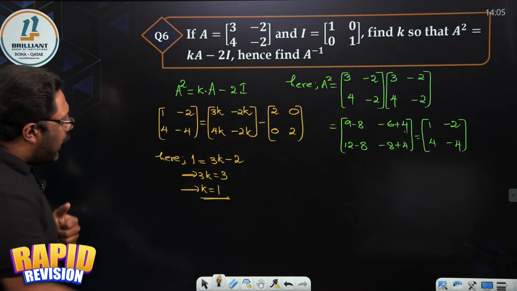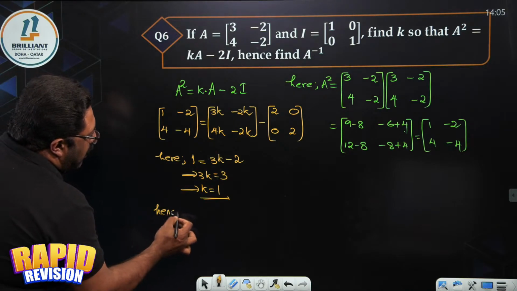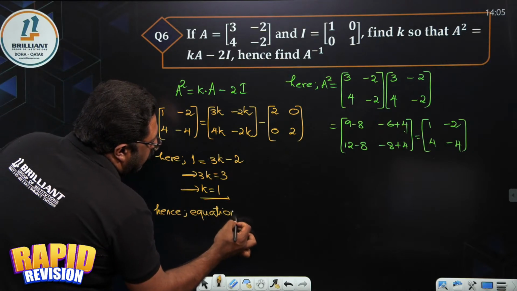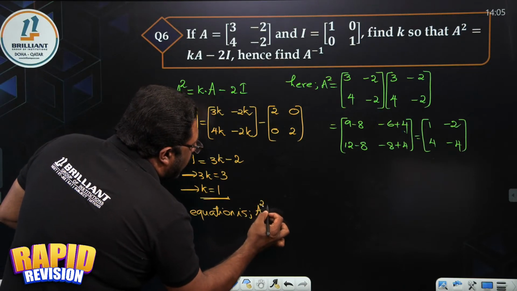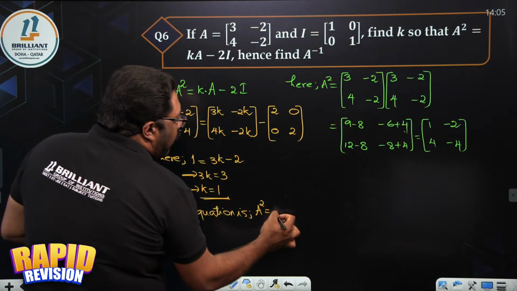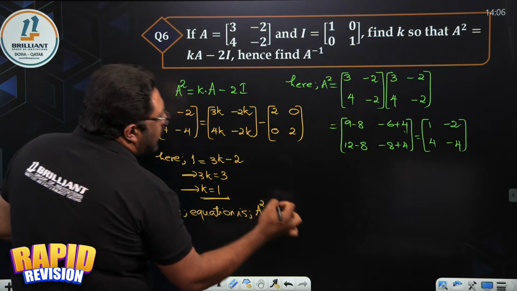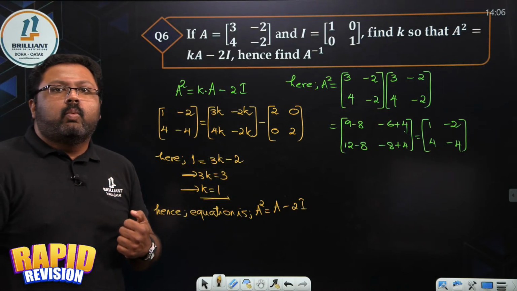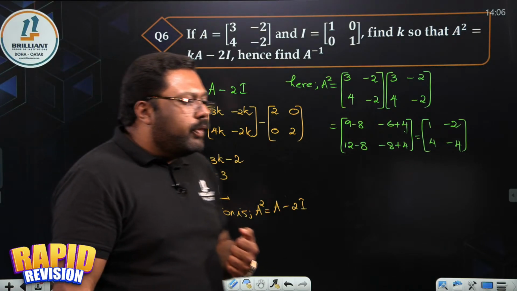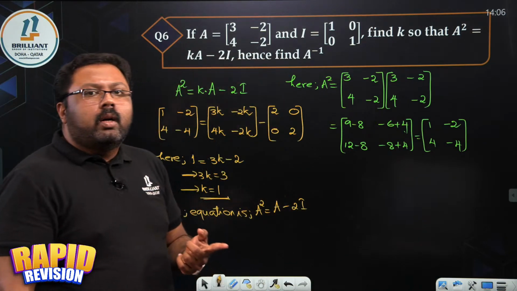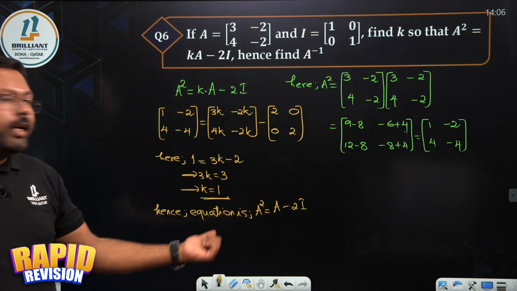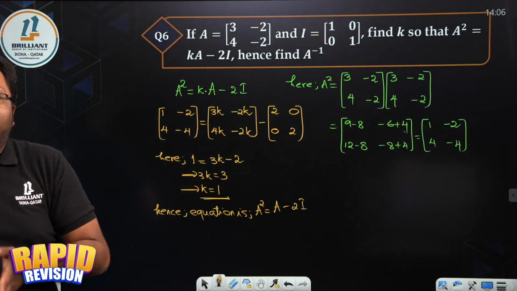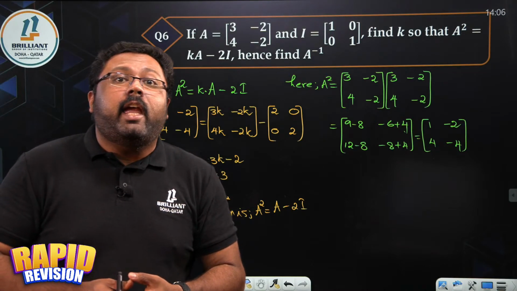Now I got the value of k, so what is my equation? Hence the equation is, what is my equation, all of you? A squared equal to 1k, 1A, which is A, minus 2I. This is called a matrix equation. What is this called as? A matrix equation. Very good answers, Faris, Sana and Loyal. Okay, we got the value of k as 1.